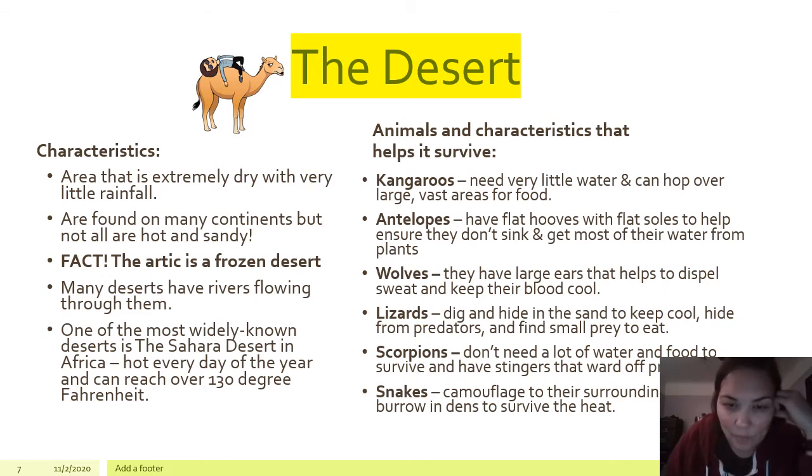Also, scorpions is another one. Has anybody seen a scorpion? Yeah, they have that sharp tail at the end. They don't need a lot of water and food to survive.